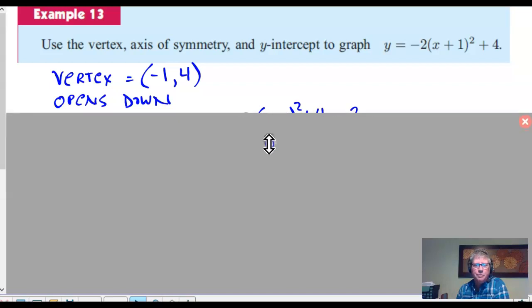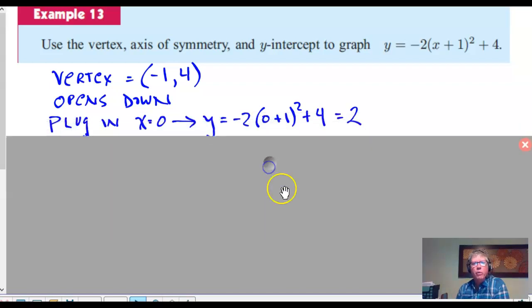So it opens down. If I want to get the y-intercept, it happens when x is equal to 0. So just plug 0 into the function. 0 plus 1, 1. 1 squared, 1. 1 times -2, -2. -2 plus 4, +2. That, ladies and gentlemen, is our y-intercept.